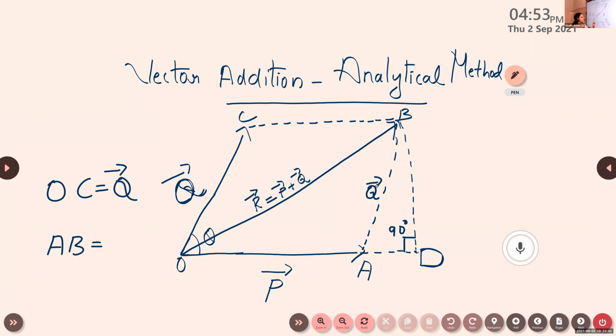So here we have two vectors P and Q. By applying the parallelogram law, we find the resultant vector, which is the diagonal of the parallelogram. Then to find the magnitude and direction of this resultant vector, we use the analytical method. For that, we extend OA and draw another line from the point B. It is joined at a point, and we mark that point as D. So we get a right-angled triangle ODB with angle D equal to 90 degrees. And here OC represents vector Q, so AB also represents vector Q.